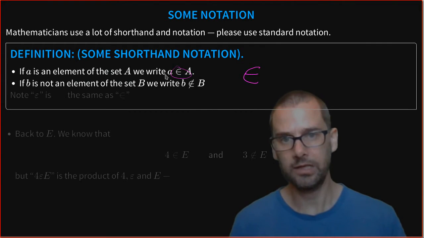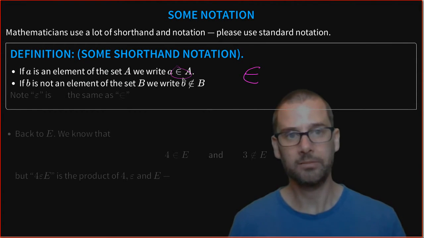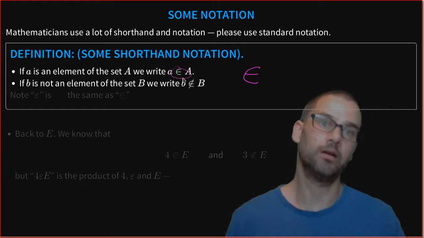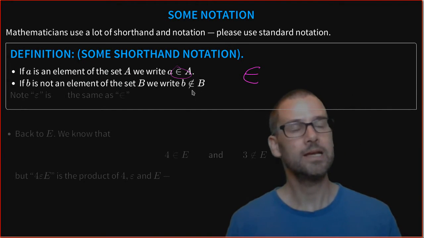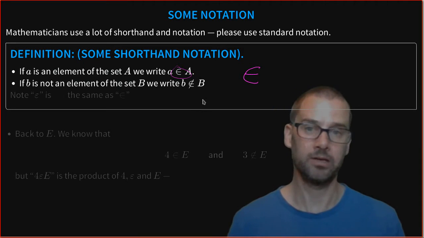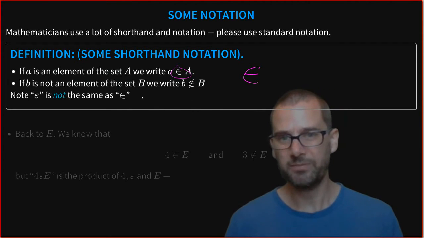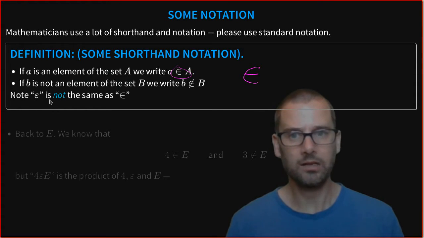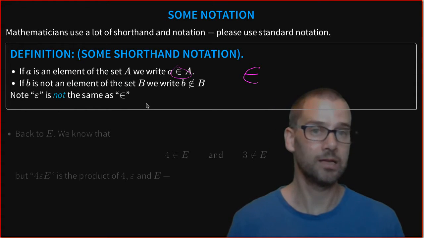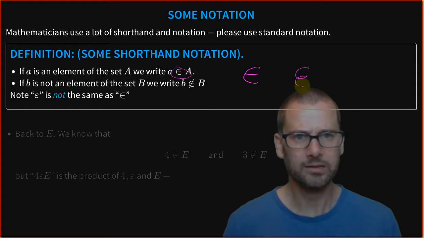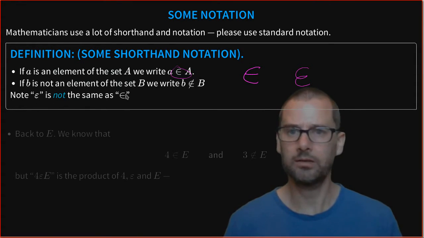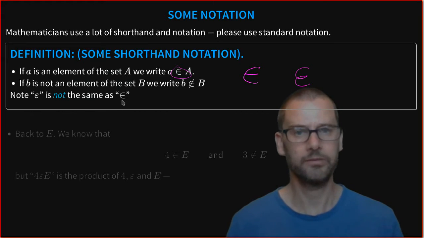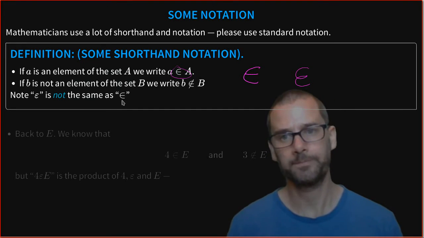Okay, so this is really a little sentence here, namely a is an element of big A. And this is again shorthand for a sentence, b is not an element of big B. And something to be aware of, a lot of you may have used this lowercase epsilon as "is an element of." Please don't do that. This is not the same as this. This is an epsilon, this is an element of. So please stick to standard notation.